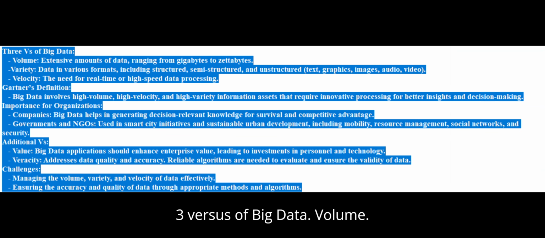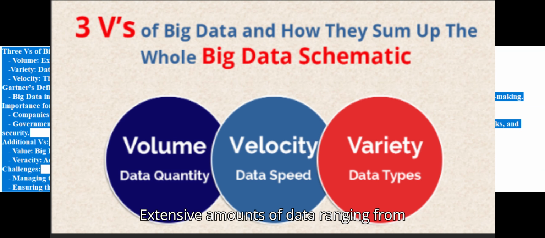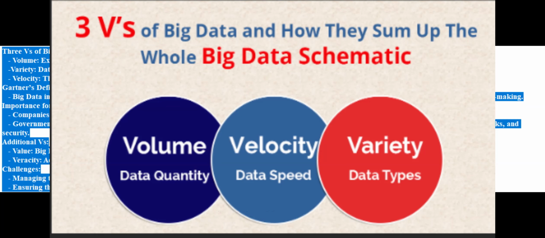3 Vs of big data. Volume. Extensive amounts of data, ranging from gigabytes to zettabytes. Variety. Data in various formats, including structured, semi-structured, and unstructured: text, graphics, images, audio, video. Velocity. The need for real-time or high-speed data processing.